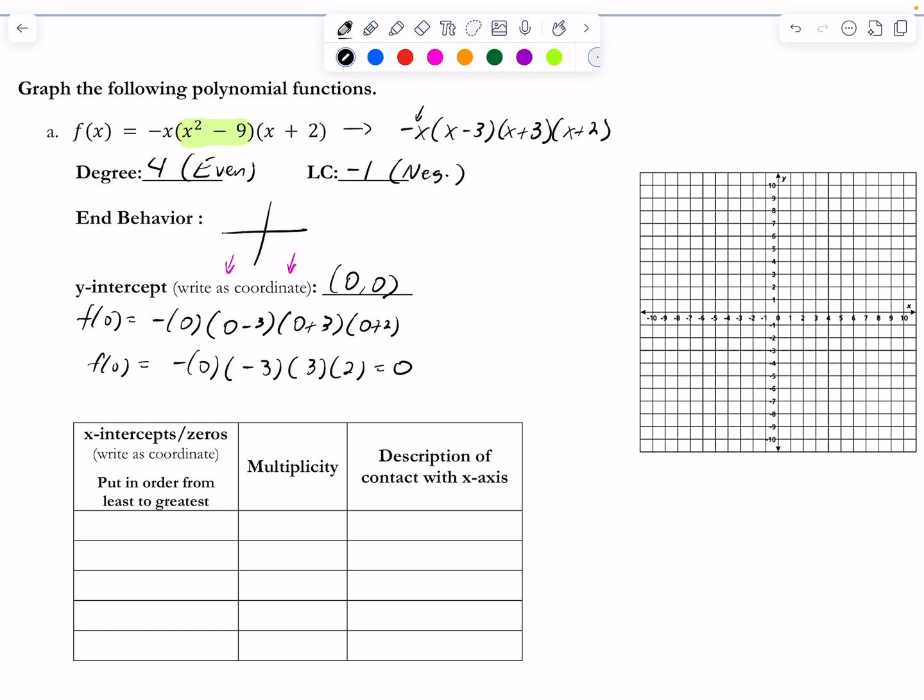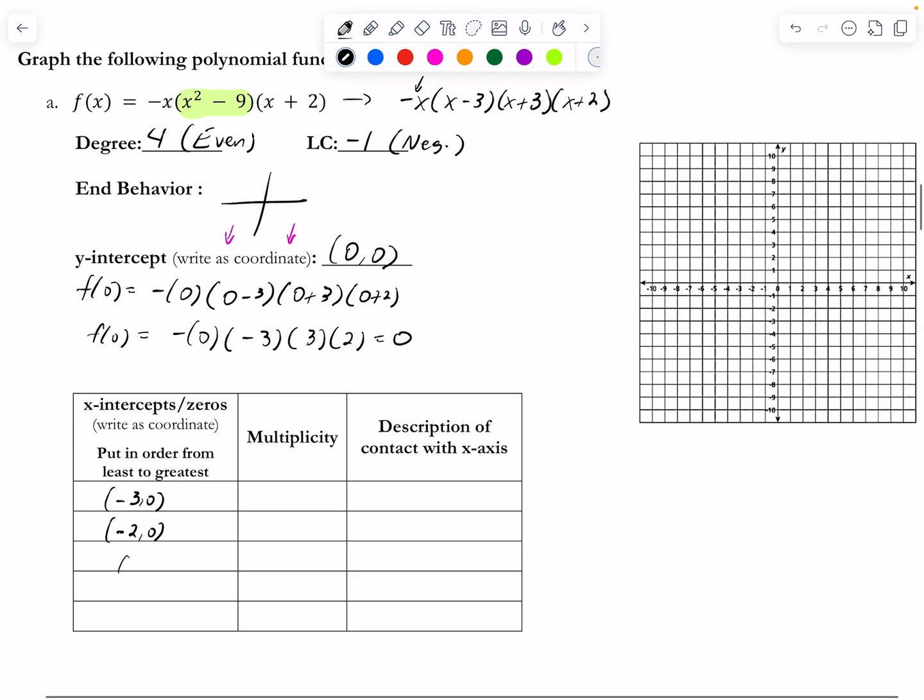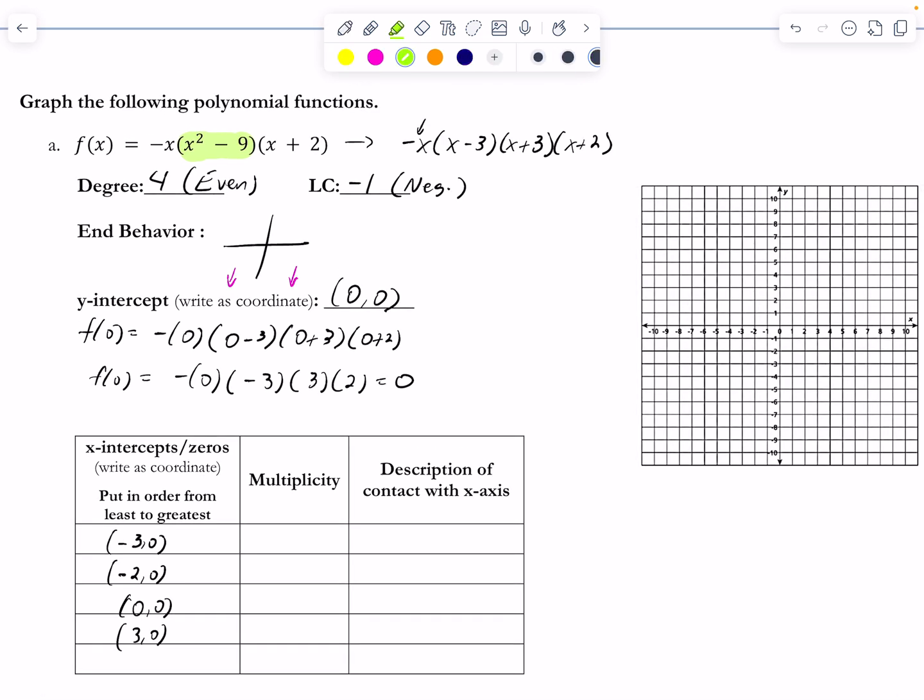In terms of the x-intercepts, I'm going to make this table now. All right. I have, in order from least to greatest, looks like I have negative 3, 0 first. Then I have negative 2, 0, then I have 0, 0, and finally 3, 0. If you're wondering where I got all that, what I'm doing is I'm looking at each of these factors individually and setting them equal to 0. So what would make all of those 0 are my x-intercepts.